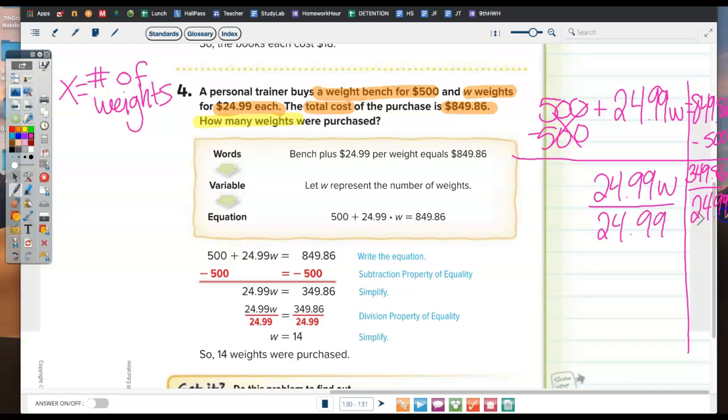So what do you get for an answer? 14. And what would be my label? Weights. Because I'm buying that number of weights, so I would say 14 weights. Questions?